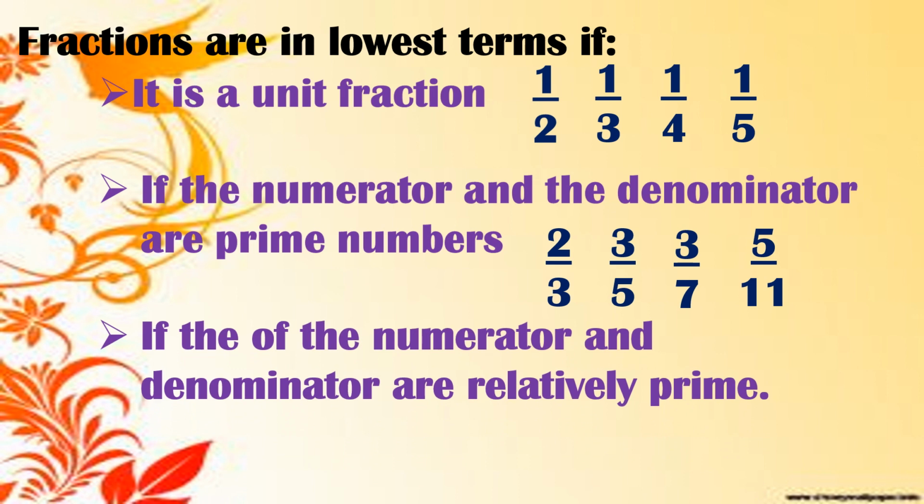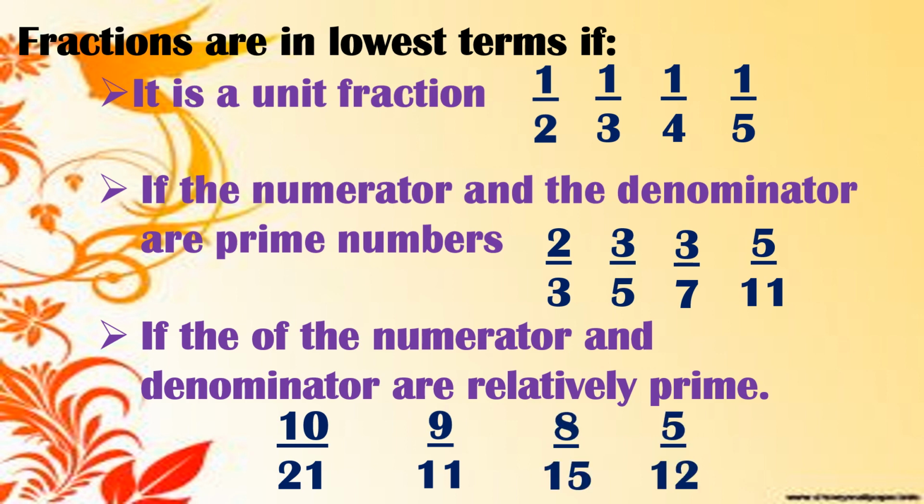If the numerator and the denominator are relatively prime, meaning to say they don't have any common factor aside from 1. Examples: 10/21, 9/11, 8/15, 5/12, and so on and so forth.